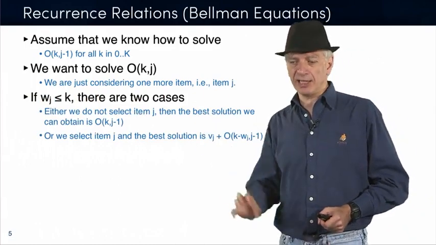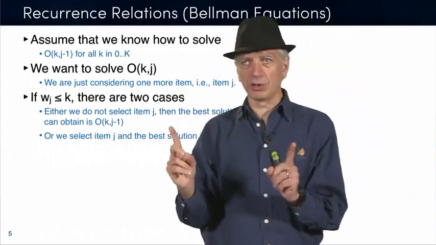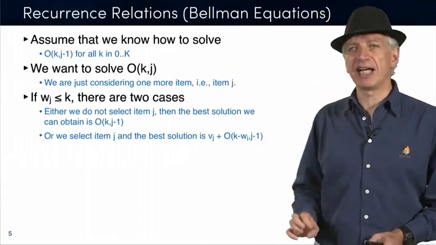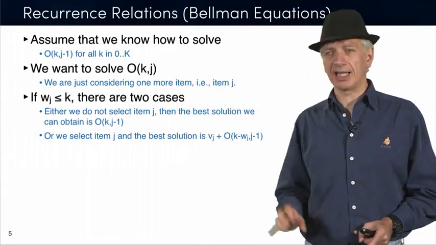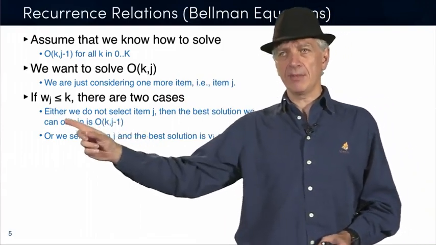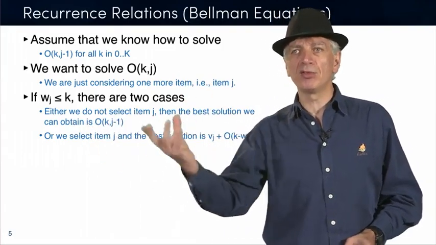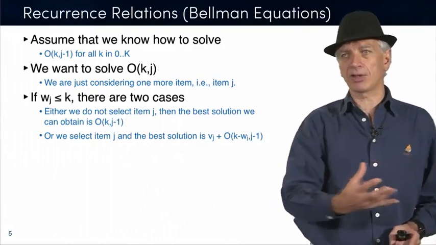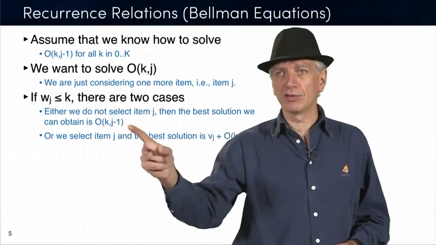If this is the case, then there are two cases that you need to consider. The first one is whether you are actually selecting the item or not. If you don't select the item, the value that you get is simply the value of the item with the same capacity and j minus 1 item. And we have the oracle to compute that. That's the value that you see there.